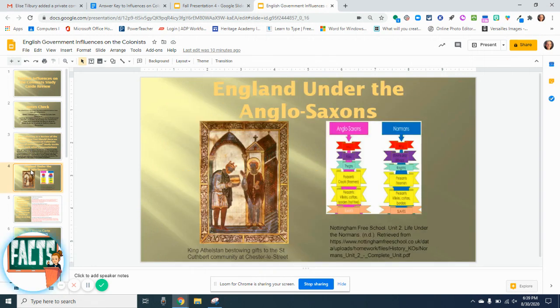So we're going to go over very briefly some of the history of England as it pertains to how the colonists viewed government. Now, England has a much, much longer history than the United States. We're actually a baby country compared to pretty much any other country. So I try to summarize these events and issues as concisely as I can, but it's a pretty complex history. So the first thing we're going to go over is England under the Anglo-Saxons.